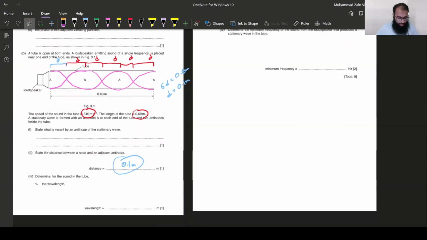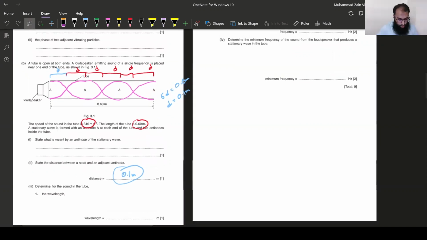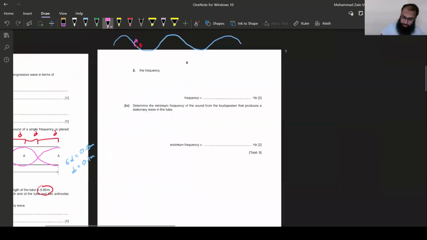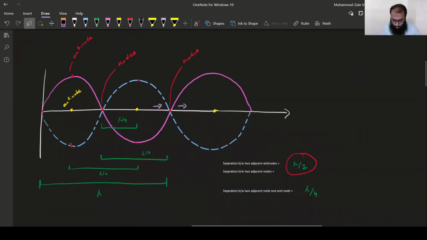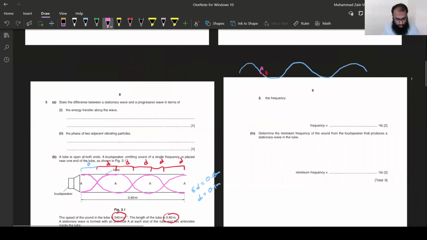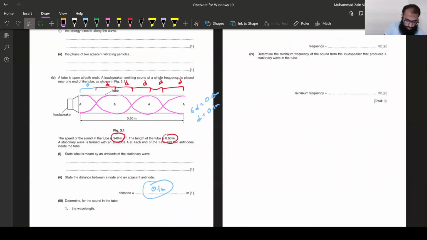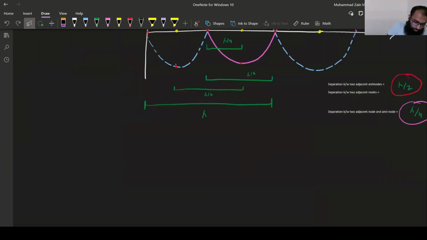Now the next part: determine for the sound in the tube the wavelength. And this part is super easy because I just told you guys previously, if you look at this diagram, the distance between a node and an adjacent antinode is a quarter of the wavelength. So obviously this 0.1 which I just found is a quarter of my wavelength.